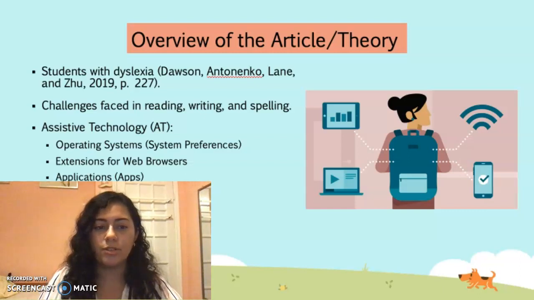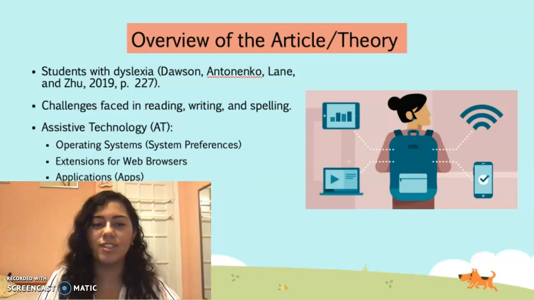The article focuses on implementing assistive technology, otherwise known as AT. This type of technology is meant to help minimize the difficulties and increase student engagement and understanding in the classroom. It is also meant to help and allow the student with dyslexia work independently. There are 3 types of assistive technologies that students can use to help them academically: operating systems, usually called system preferences, extensions for web browsers, and applications, otherwise known as apps.